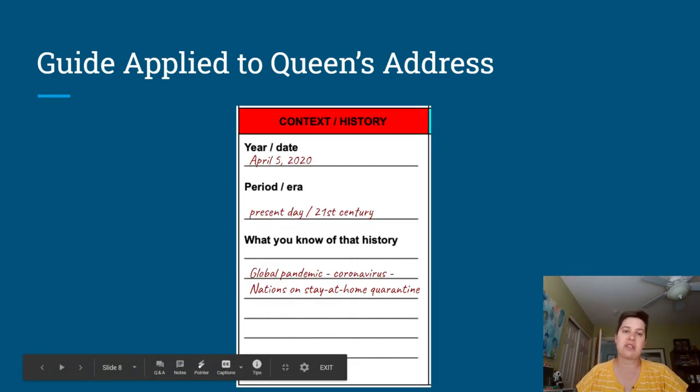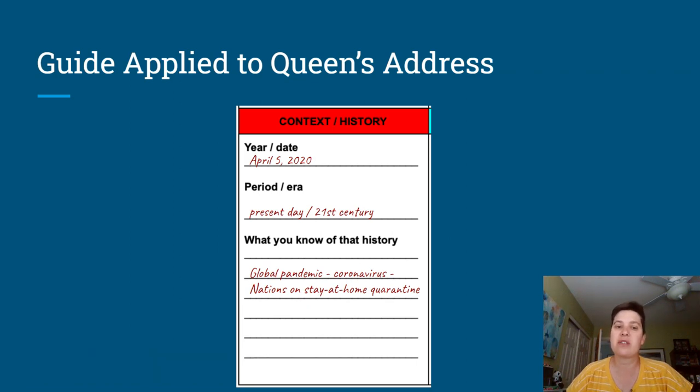So the context or the history, this does take place on April 5th, 2020. I think I misspoke at the beginning and said it was April 4th. My apologies. It is given on April 5th. The period is present day, 21st century, so it is current. And this is what we know about the historical context. It is a global pandemic. She is addressing the coronavirus or COVID-19, as well as the nation's stay-at-home quarantine. So this is what is happening in this point in time in history at the time that she delivers this message.